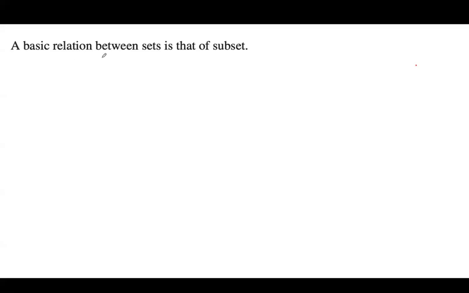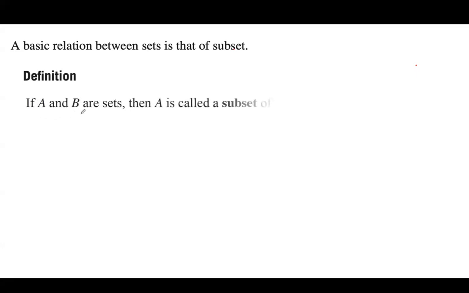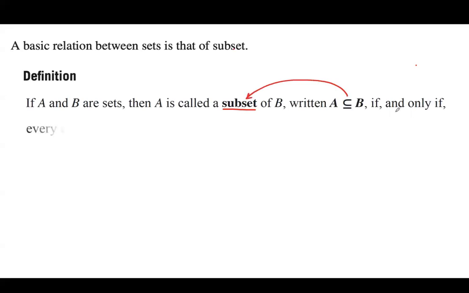Let us take a set and create something new that we call a subset of that set. In the definition, we can see that if you have two sets like A and B, then set A is called a subset of set B, and we write it as A is a subset of B if and only if every element of the set on the left-hand side, which is A, is included in the second set on the right-hand side.